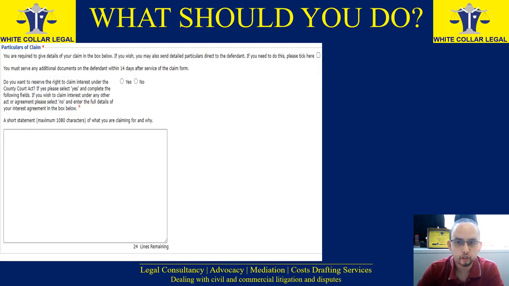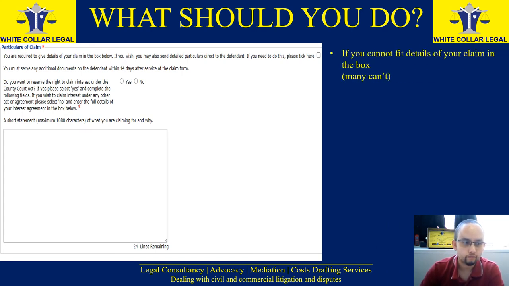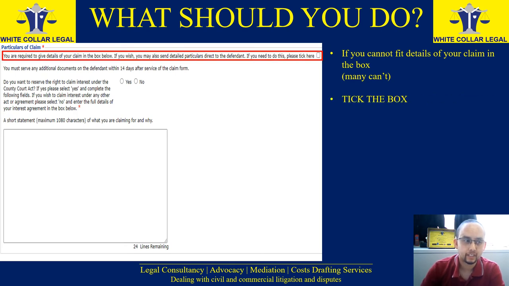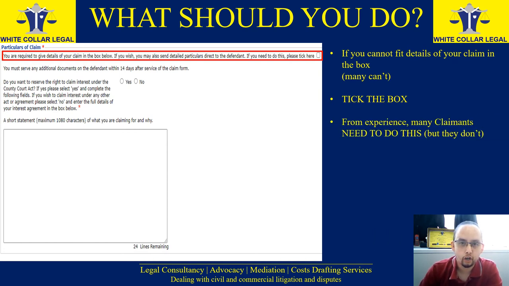So what should you do? If you can't fit your details or particulars of claim in the box, and many can't, tick the box. There's a box at the top of the screen. Many people miss it. It says you are required to give details of your claim in the box below. If you wish, you may also send detailed particulars direct to the defendant. If you need to do this, please tick here. From our experience, many claimants need to do this, but they don't. It is extra work, unfortunately.